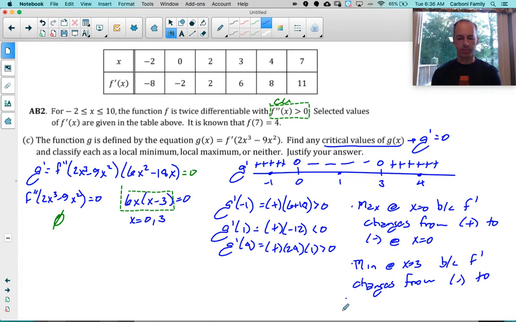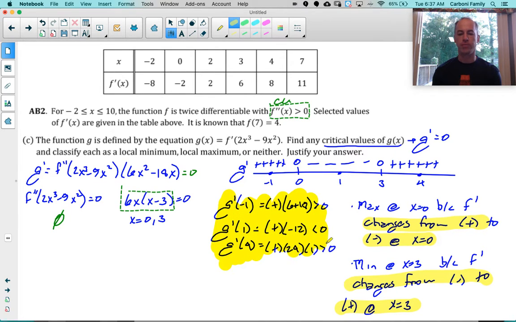And then I'm going to make a point about your supporting work. I made the claim, my justifying statement was that f prime changed from positive to negative and negative to positive. If you're going to make those claims, you must support those claims with written work. So here is what my justification was. F prime changes from negative to positive and positive to negative. This right here is the work that supports those claims. I found the test points and I determined that they were positive or negative.